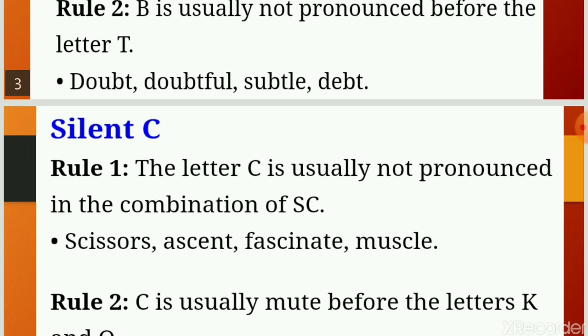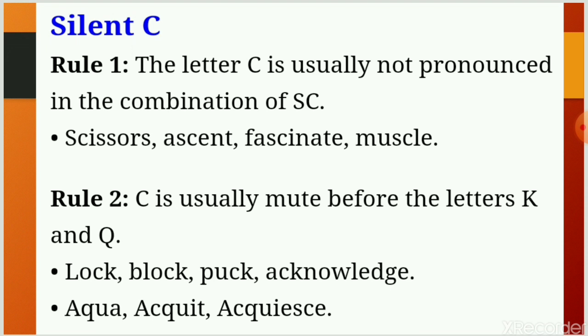Now we're going to move on to the silent C. The letter C is usually not pronounced in the combination of SC. Is there any combination of SC? In that case, we are not going to pronounce the C. So you can see some examples here: scissors, accent, no, see the word accent, fascinate, muscle. In all these examples, it is very clear that we are not going to pronounce the C. So here, scissors, C is silent; accent, C is silent; fascinate, C is silent; muscle, C is silent.